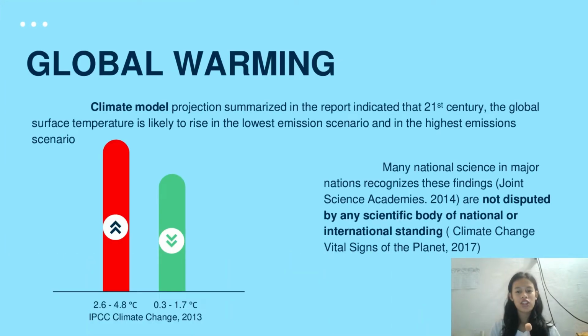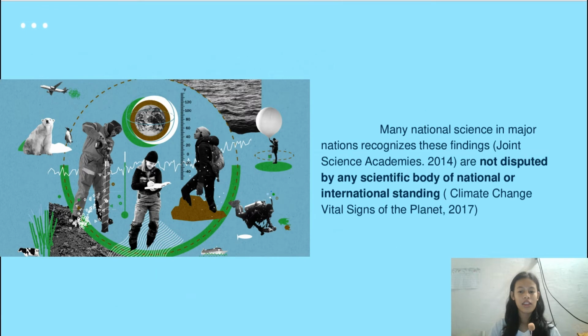Climate model projections summarized in the report indicate warming for the 21st century. In the illustration or in the models as shown in this video, the indication is of the lowest and the highest scenario. The red one is the highest and the green one is the lowest. Many scientists find these findings as not disputed by any scientific body of national or international standing.